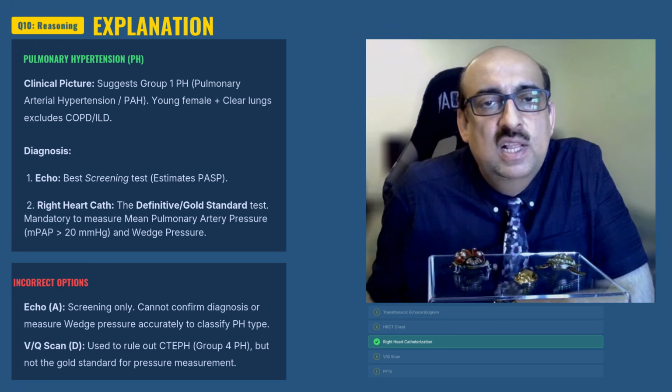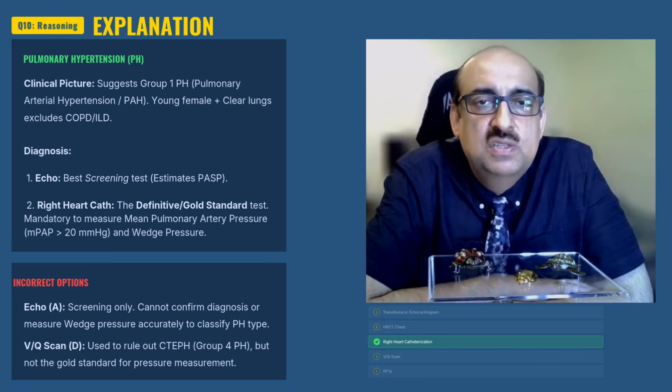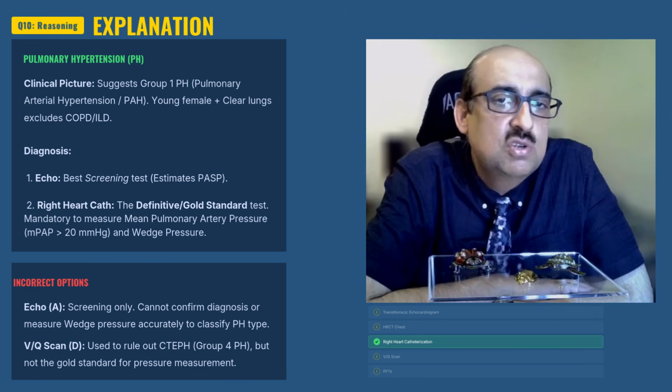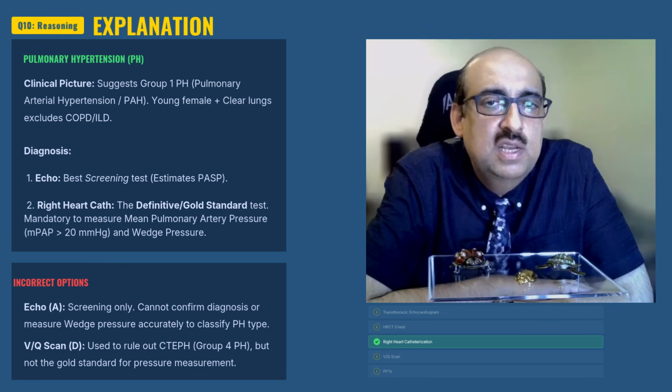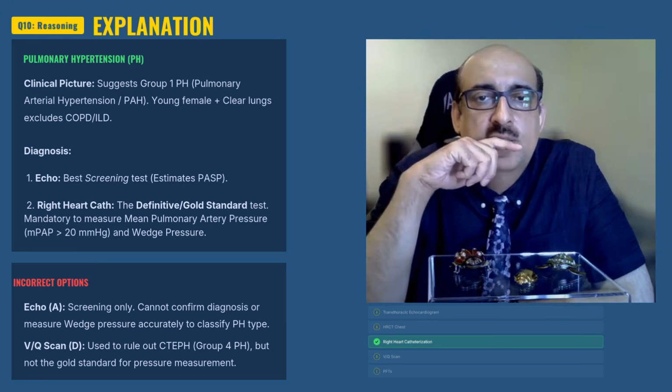So why? Okay, clinical picture. Why is it suggestive of pulmonary hypertension? Because the patient is young, female, has clear lungs on auscultation as well as chest X-ray, which excludes the respiratory or lung etiology. So most likely it's group 1 pulmonary hypertension, or pulmonary arterial hypertension. We will come to that in the next slide.